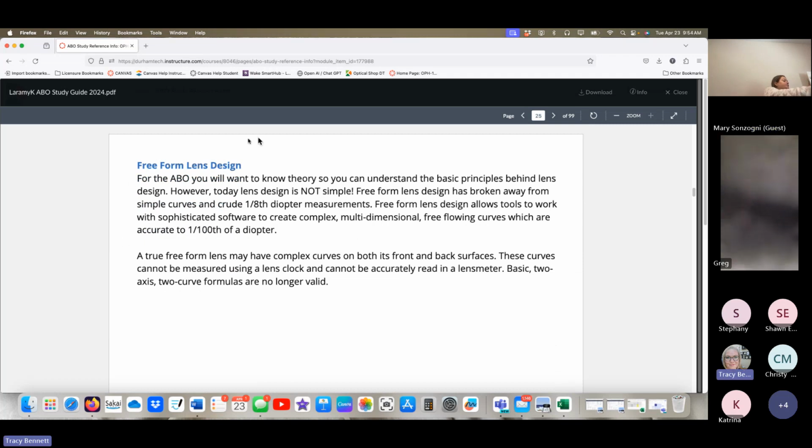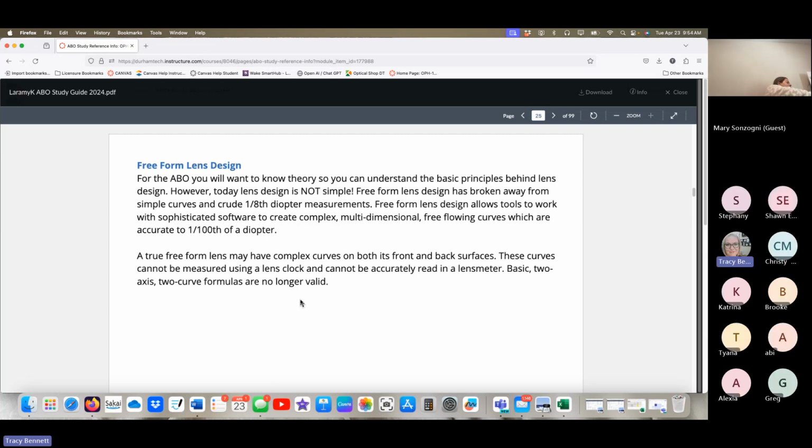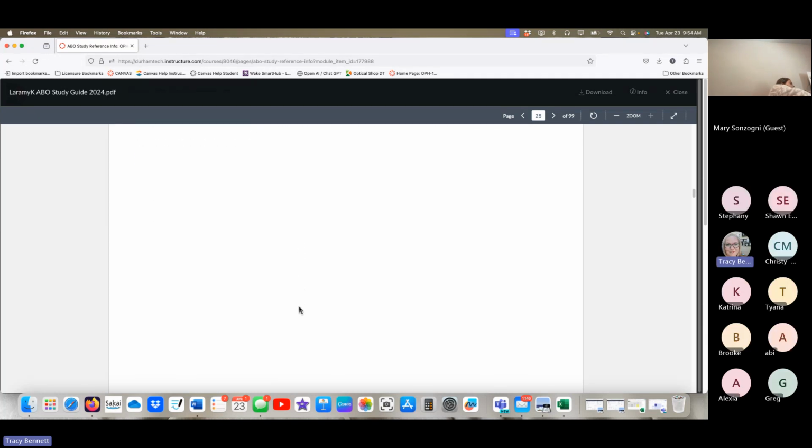And this was where I was telling you about the ones where they can adjust and use this freeform technology to make the lenses work. It's just a more complex curvature and freeform.